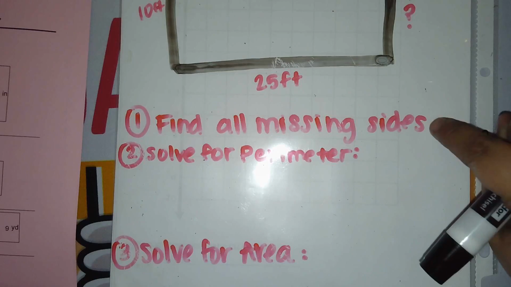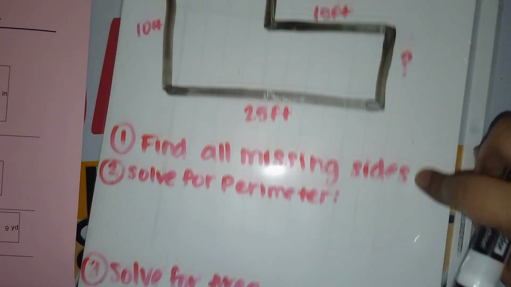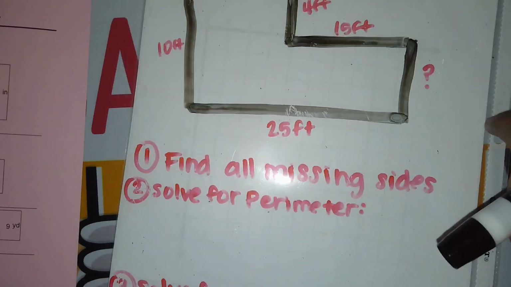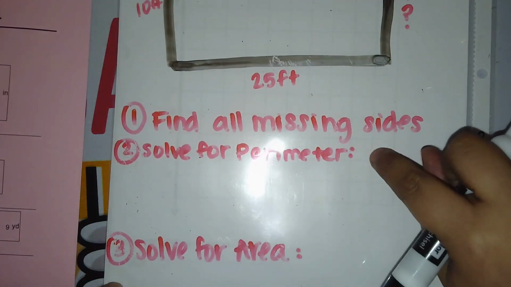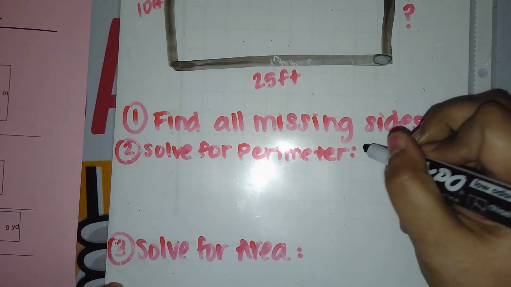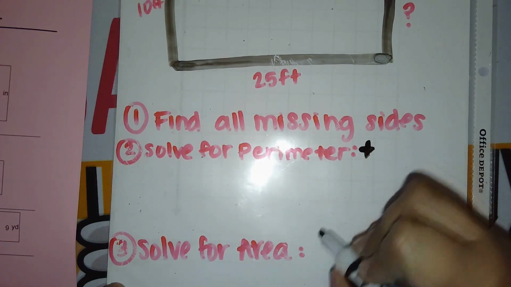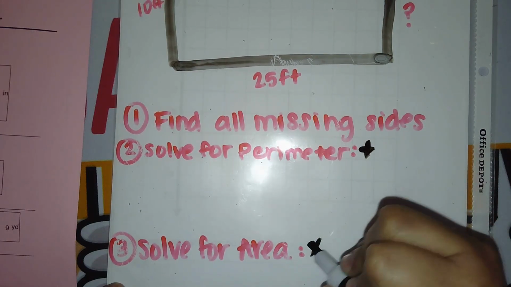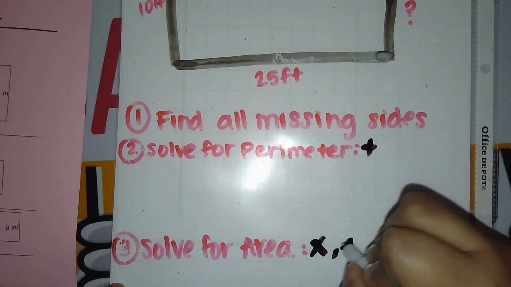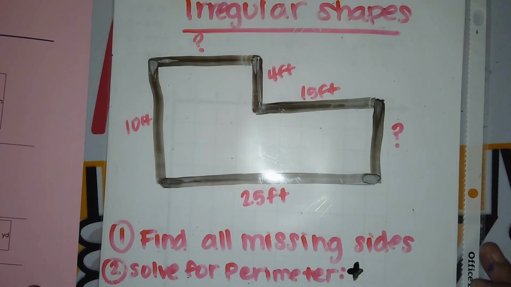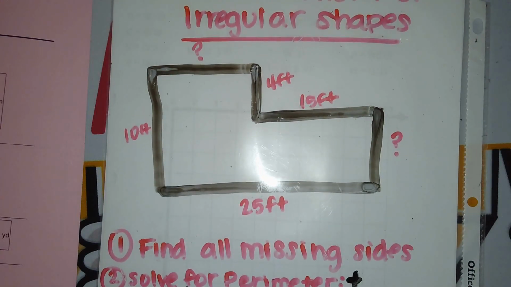Number 1, you find all the missing sides. Obviously we have 2 sides that are missing, so we have to find what those are first. Second, we're going to be solving for perimeter, so we're going to be adding. And then third, we're going to be solving for area. This one's going to have 2 steps. We're going to be multiplying, and then we need to add both areas together. So let's go ahead and start with solving the missing sides, okay?